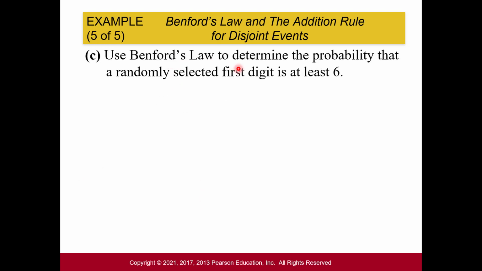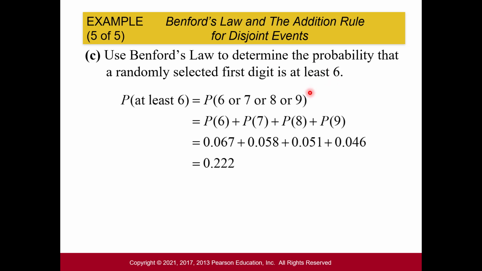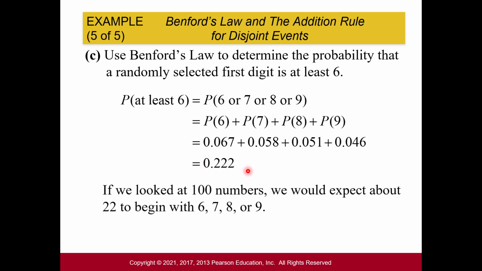Now let's use Benford's law to determine the probability that a randomly selected first digit is at least 6. So what I want you to notice is to find the probability of at least something, we take that number and anything greater. So we actually want the probability of 6 plus 7 plus 8 plus 9. We add up those 4 individual probabilities to get that 22.2%. So if we looked at 100 numbers, we would expect about 22 of them to begin with either a 6, 7, 8, or 9.